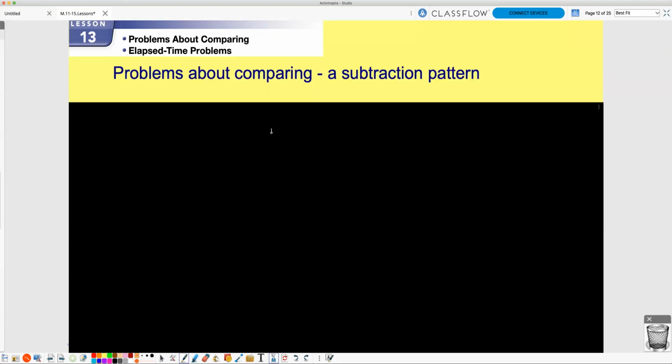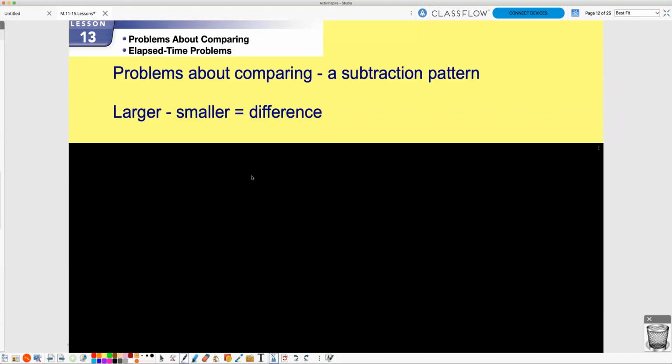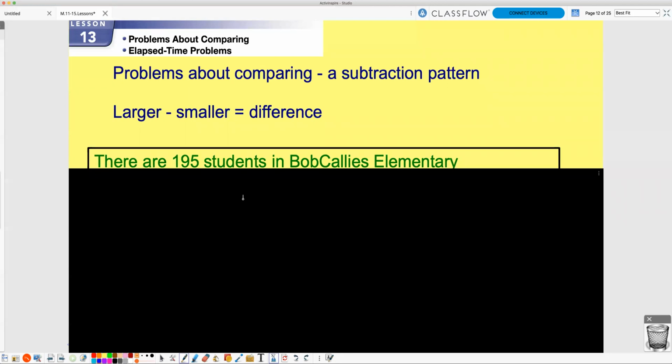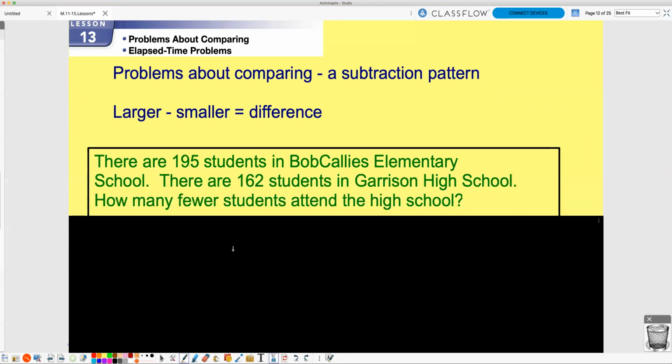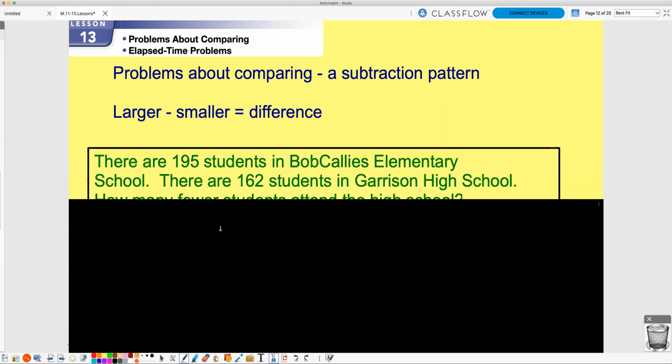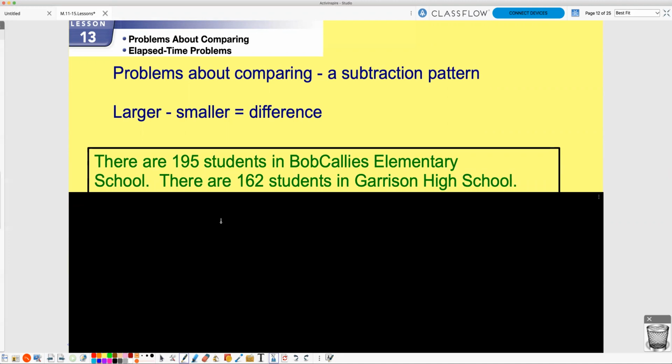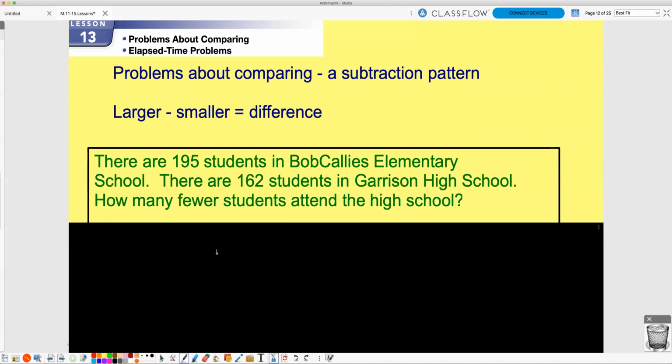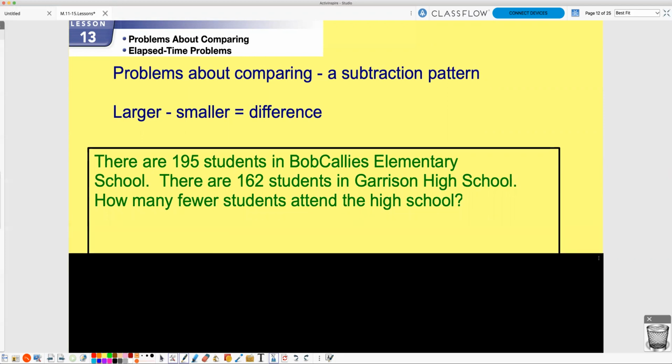Problems about comparing in a subtraction pattern usually have a larger minus a smaller value equaling a difference, like this example. There are 195 students in Bob Kali's elementary school, and there are 162 students in Garrison High School. How many fewer students attend the high school? So if you were to break this down, you could say 195 is the larger amount, minus the 162 is the lesser amount or the smaller amount, and it will equal the difference.